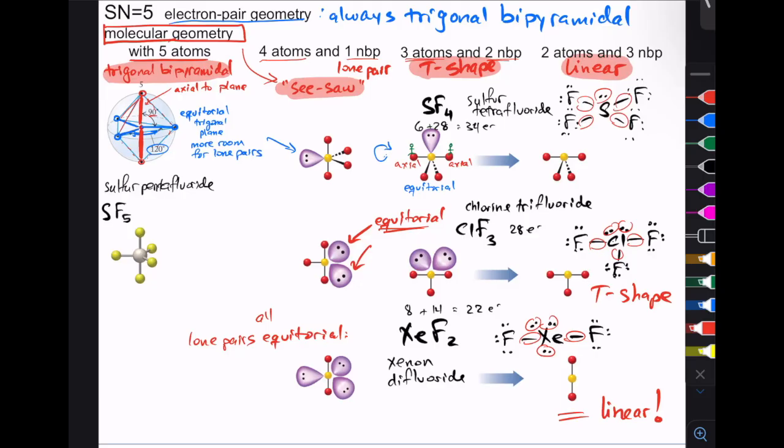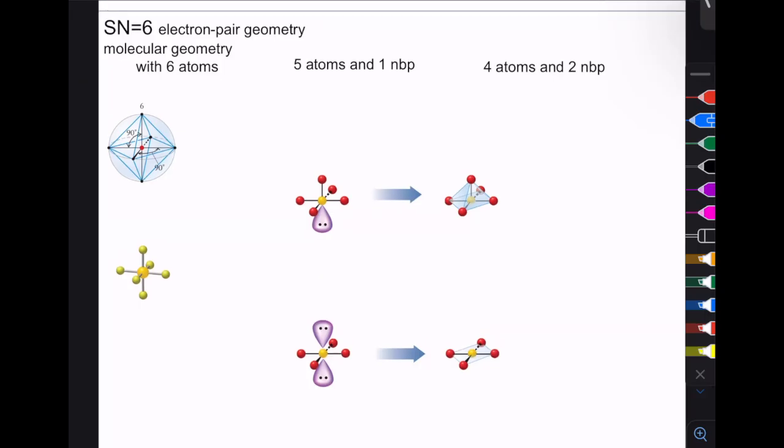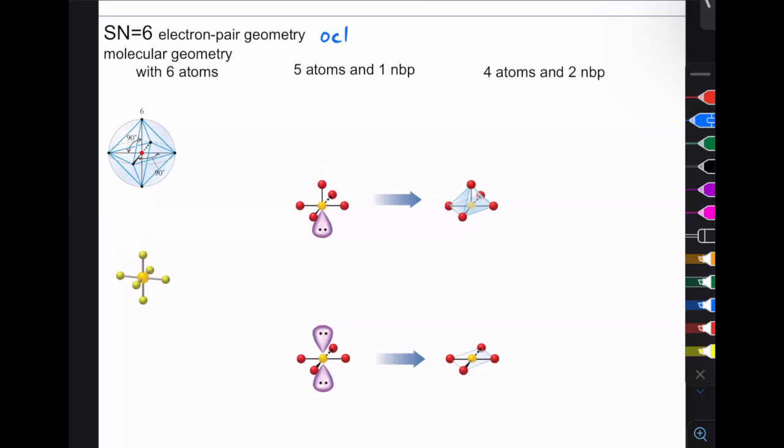Let me at least get started on the SN of 6. There's not as many to describe for SN of 6. These are still hypervalent, but now we have 6 things attached to the center. That's going to form a shape that we call octahedral. That's the electron pair geometry. They're all going to be octahedral if your SN is 6.